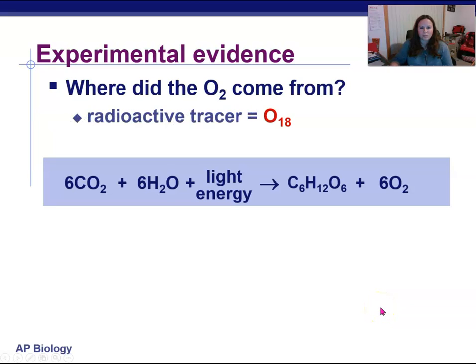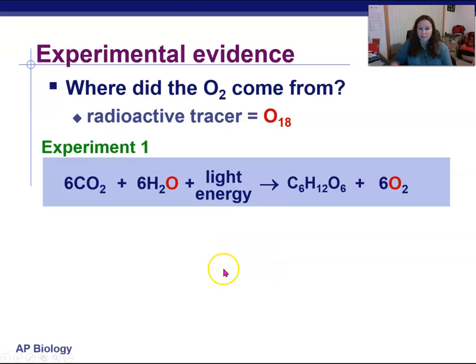So here's some questions. Where did all the O2 come from? Well, they always wondered that. Where does the O2 come from that plants release? And so if we look at the equation for photosynthesis, we see there's O in a few different places. There's O on carbon dioxide. Does it come from there? And then there's O on water. Does it come from there, or does it come from both places?